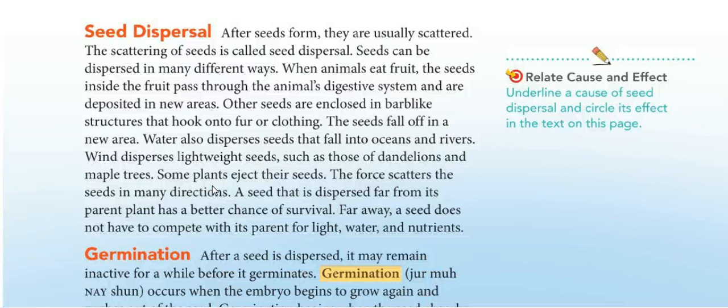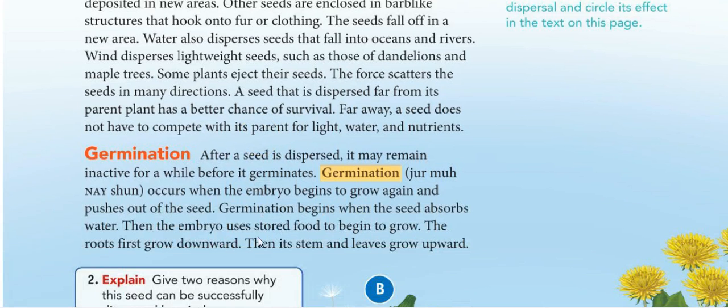And seeds that are spread further away from the parent plant have a better chance of survival than a seed that falls right near the existing plant, because a seed, if it falls right near the parent plant, has to fight for light, water, and nutrients from the parent. So the further away that the seed lands, the better off that it usually is.